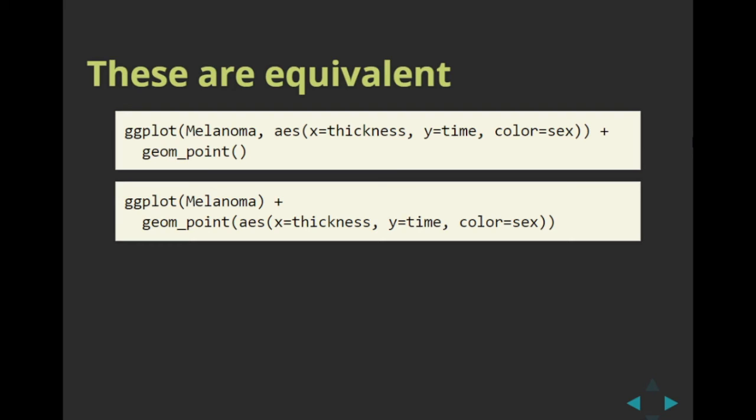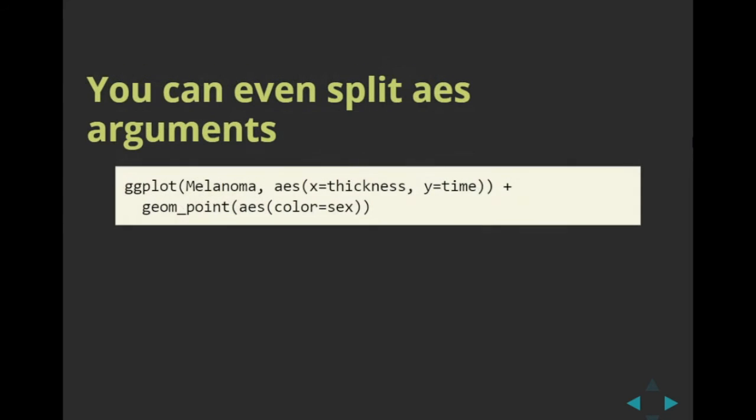In fact, you can even split apart the aes argument, depending on how much flexibility you need. And so let's see another example. Here I've taken aes, I've left the x and y, so all my layers inherit x and y, and they inherit the data as well, but I'm applying the color equals sex piece. I'm distinguishing based on that variable only to that one layer. And so if you had multiple layers, you can apply different kinds of aesthetics to different kinds of layers.